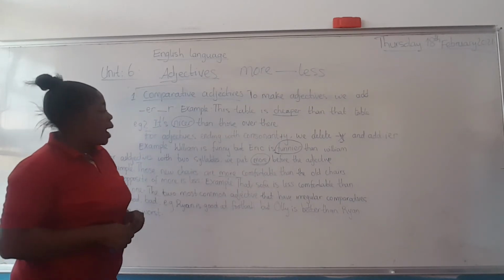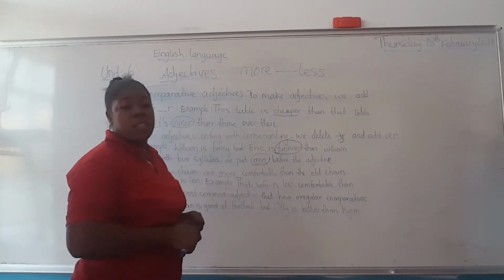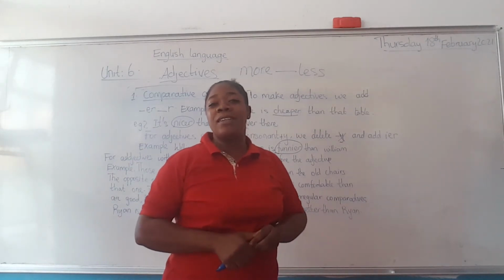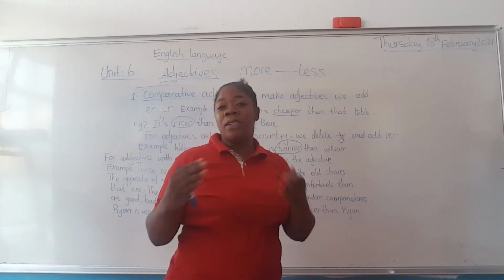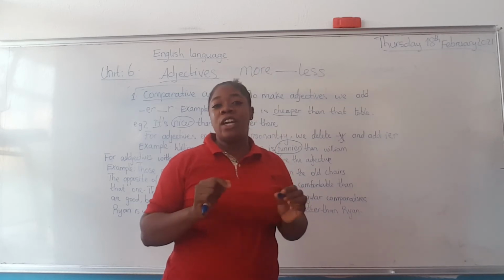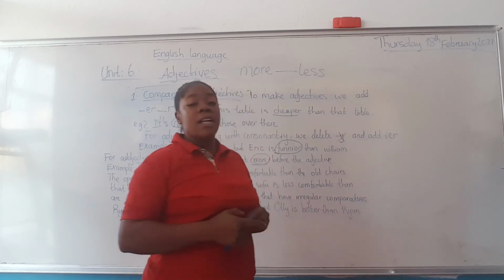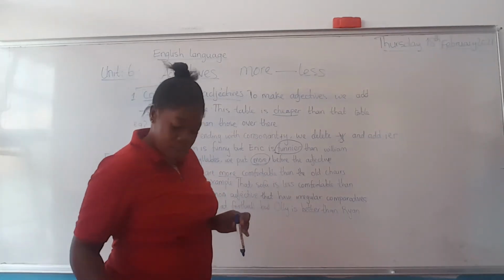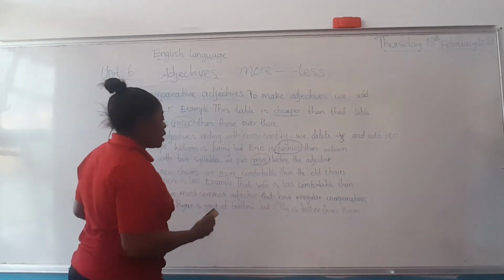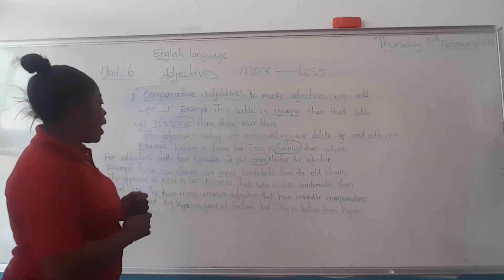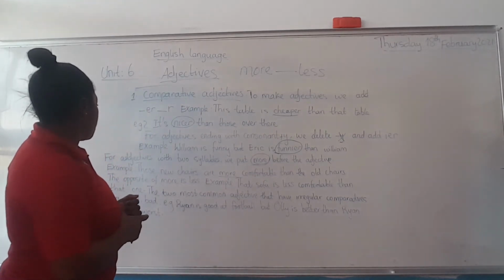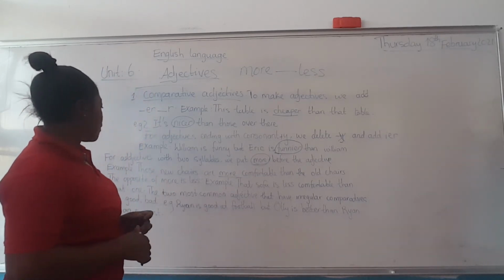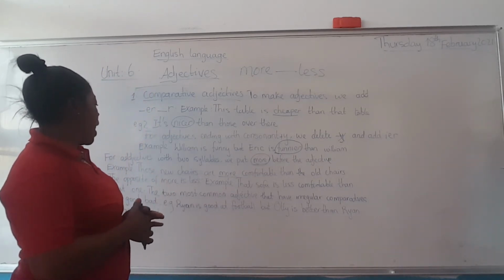There are some comparative adjectives that are irregular. I told you people what irregular means. Irregular means something that is not fixed, something that changes. There are some adjectives that have an irregular form. Let's see adjectives with irregular comparative form. We have good and bad. Everybody say good and bad.